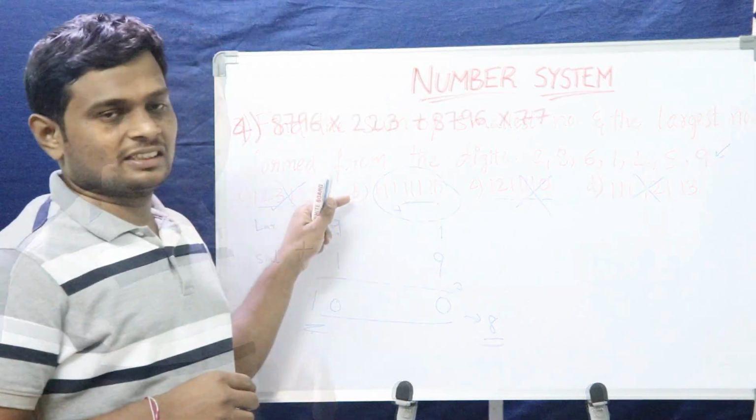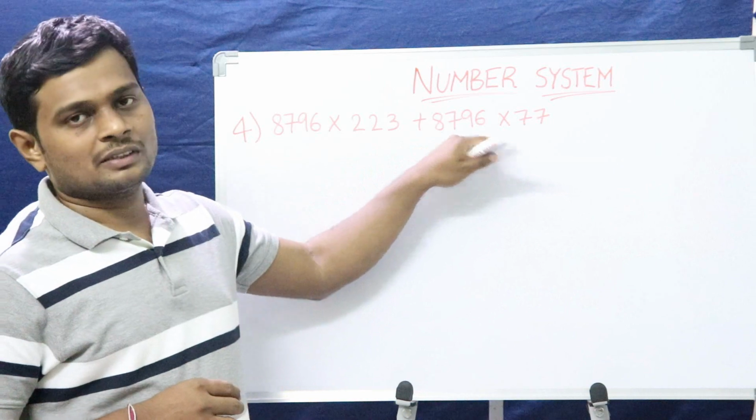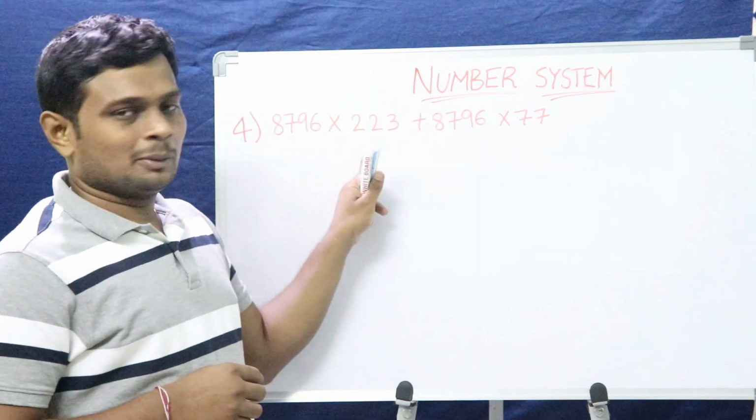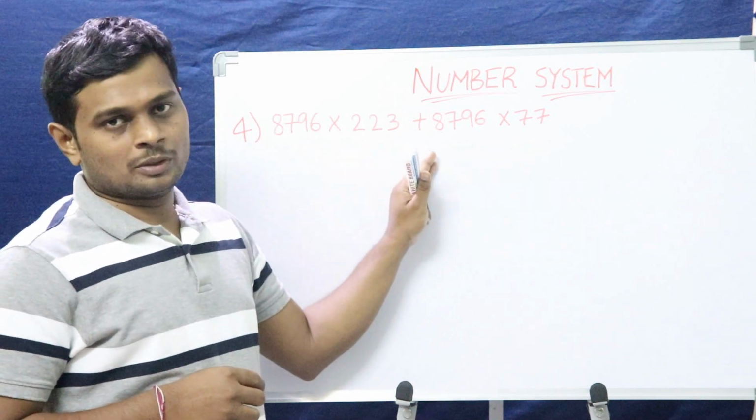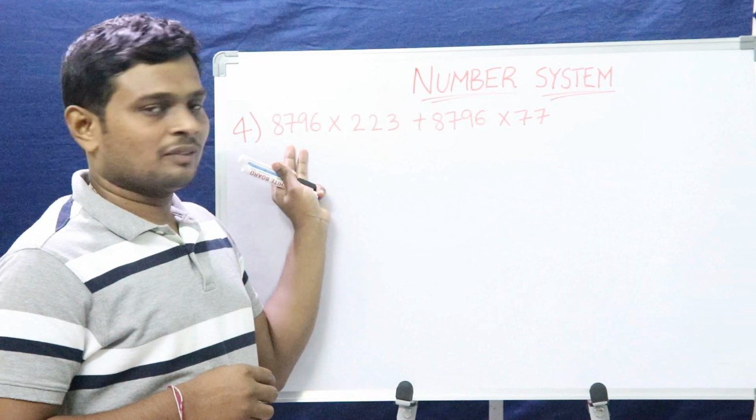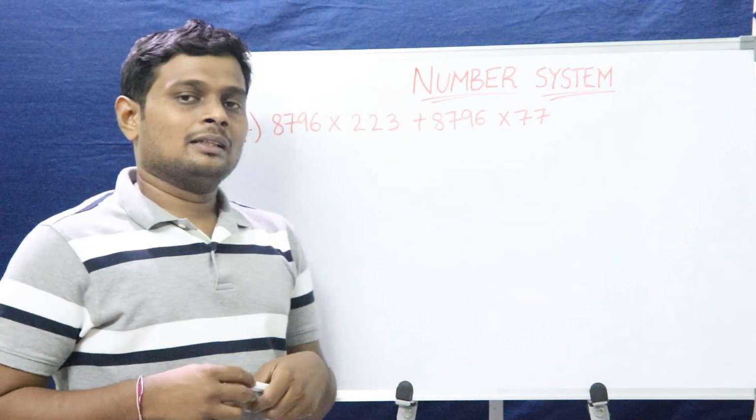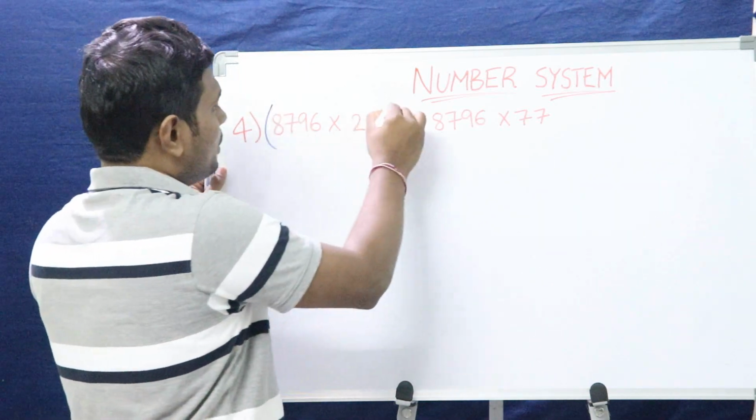Okay, let me take this example. 8796 into 223 plus 8796 into 77. In the traditional way, we will multiply these two numbers, then multiply these two numbers, and add the results. We know the BODMAS rule, right? We'll first do the multiplication, then the addition. But here, what would be the easiest way to do it? We can figure it out here, right?